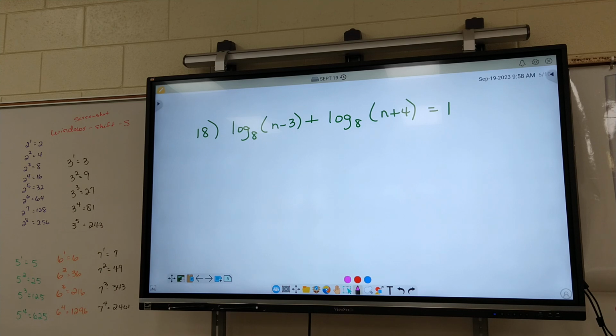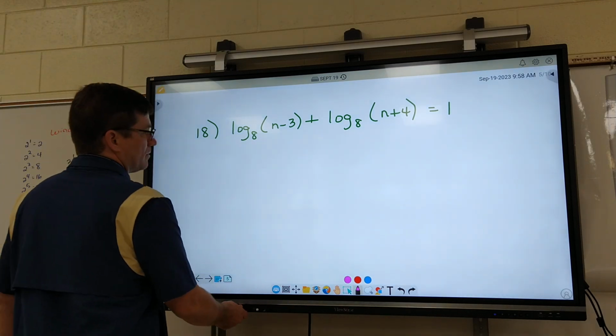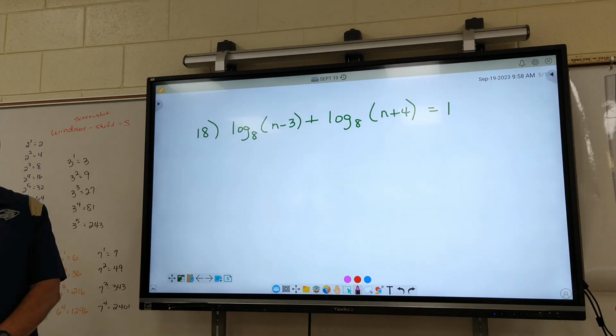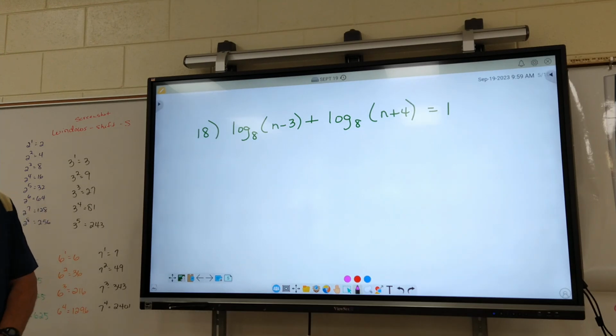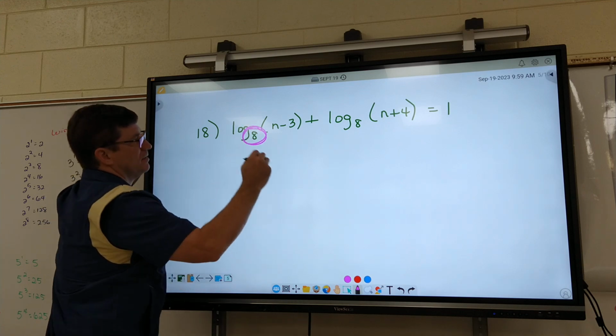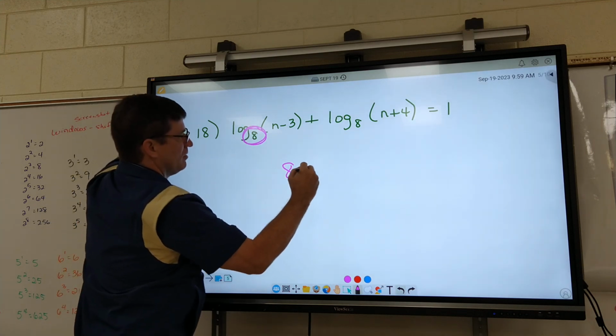Give y'all a chance to write it down and set it up. This one's same as 17. Same as 17. You started out the same way. Wait, so in addition, you multiply? Yep. All right, so Griffin, we should have 8 to the first power, which is 8.